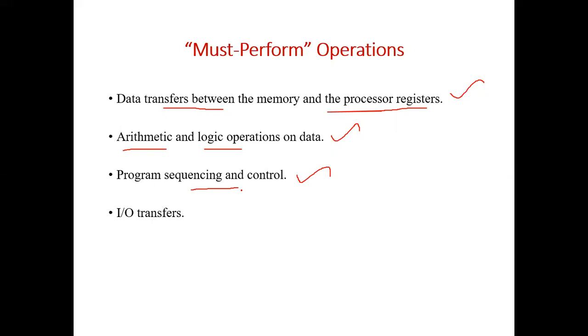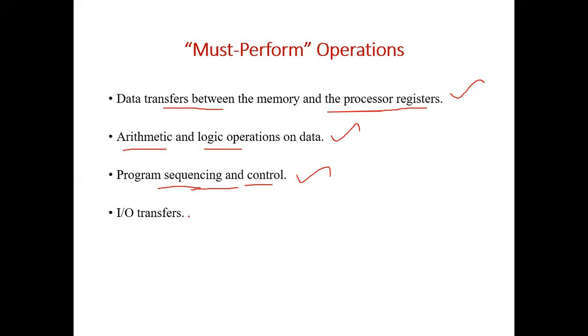Generally the flow is sequential. But sometimes if we don't want to follow a sequential pattern, if we want the program to jump to some other location, that option should be available. So a typical processor should also have instructions for program sequencing and control. Sequencing is the order in which the instructions execute, and control is to change that order.